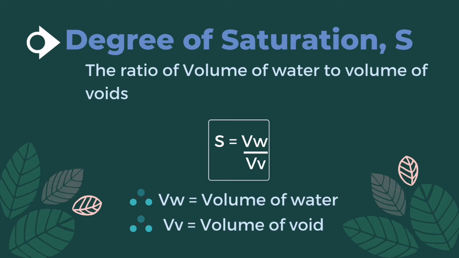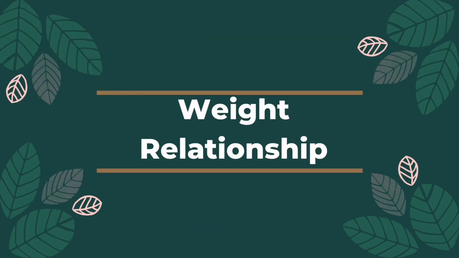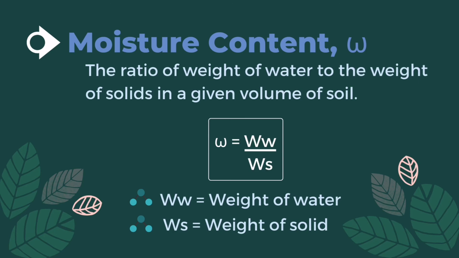S is equals to volume of water divided by volume of voids. Moving on to weight relationship. Moisture content, omega. This is the lowercase of the omega symbol used for ohms. The ratio of weight of water to the weight of solids in a given volume of soil. Omega is equals to weight of water divided by the weight of solid.